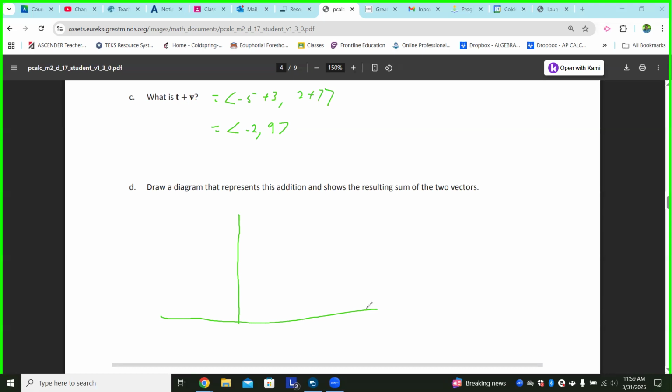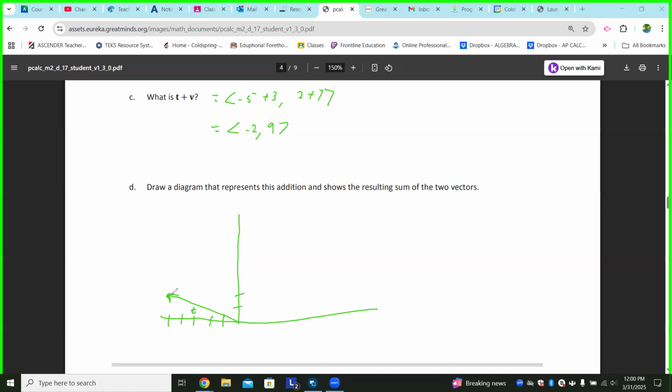So in the first set on part B, we first graphed V and then we graphed T from the tip of V. This time we're going to start with T and then graph V from the tip of T. So here we go. T was negative 5 comma 2. So that's 1, 2, 3, 4, 5 comma 2. So here is vector T. So a little bit different because again, V went this way first. Now from the tip of T, we're going to graph V.